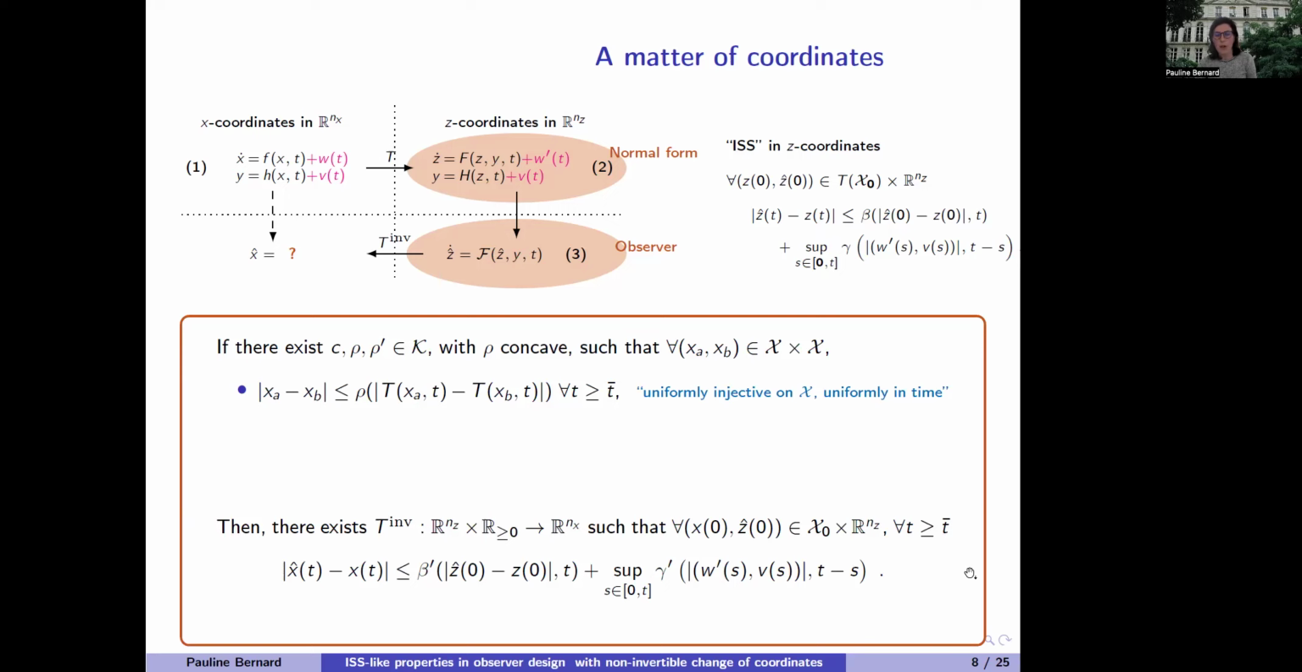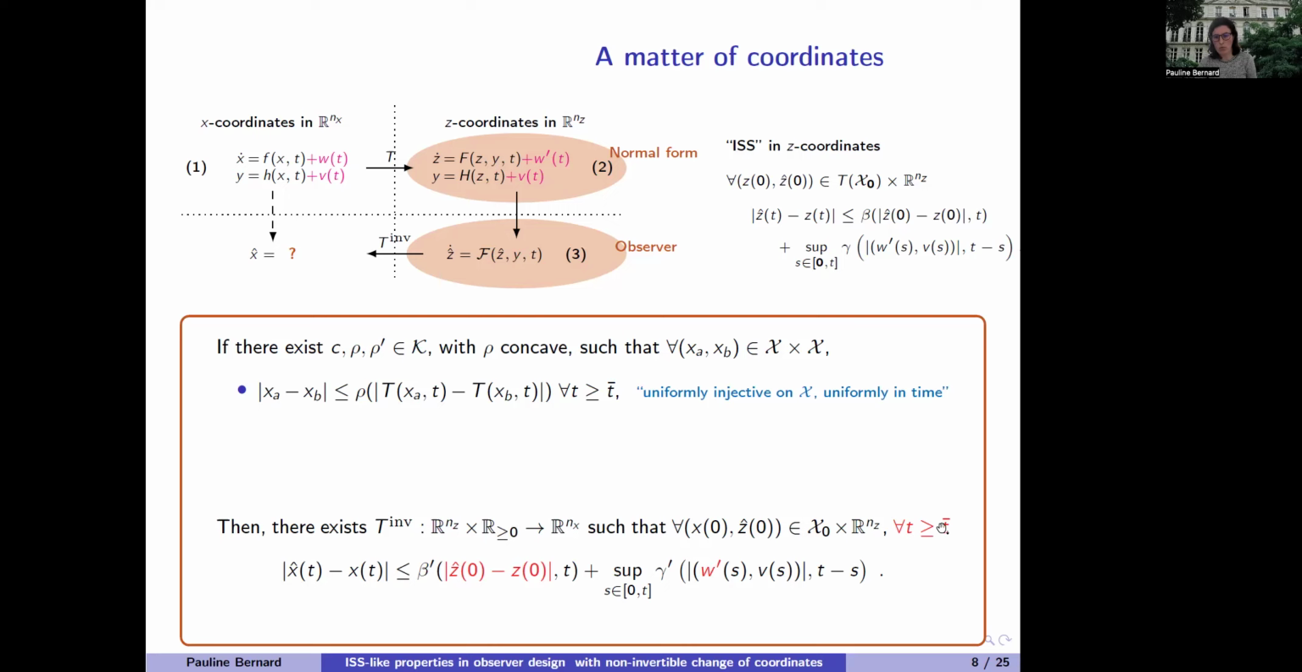So how far are we from ISS here? Well, we have three issues. The first issue is that this is still z hat minus z and not x hat minus x. The second issue is, and I didn't insist too much on this, here you have a noise or a disturbance that is not the same as here because you change the coordinates, okay? So this is something that depends potentially on v if you have y here, but also on the Jacobian of t, and you have something here which is not w.